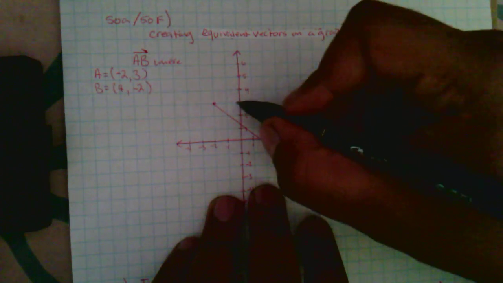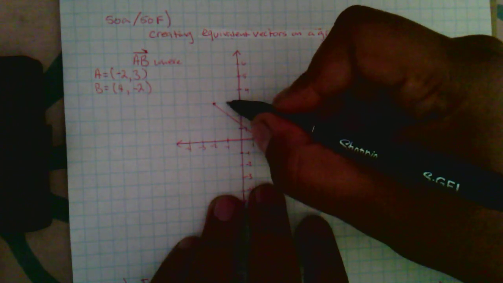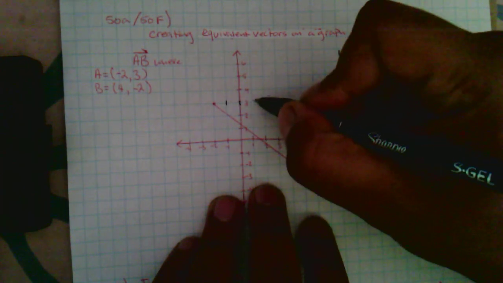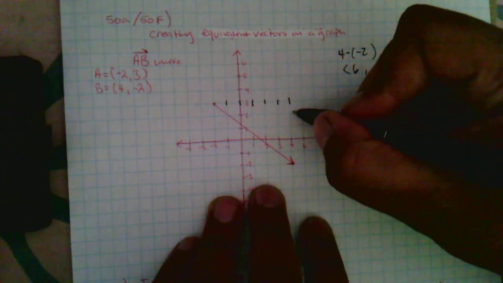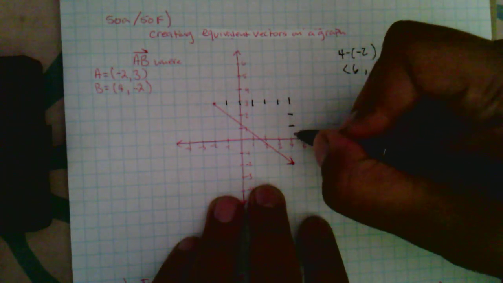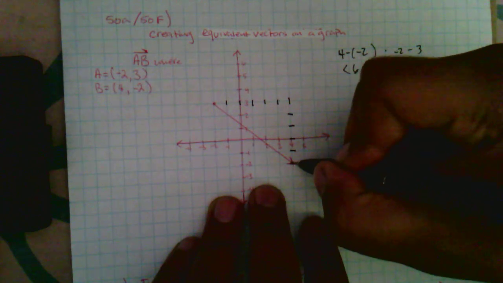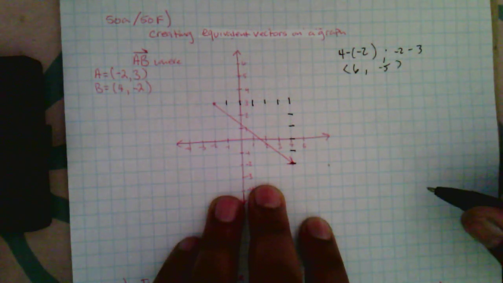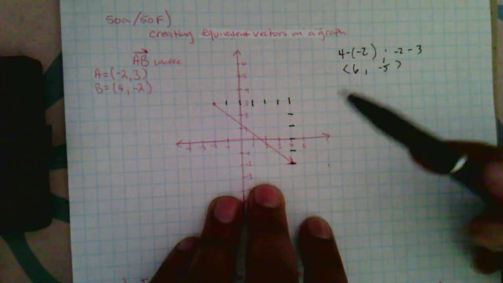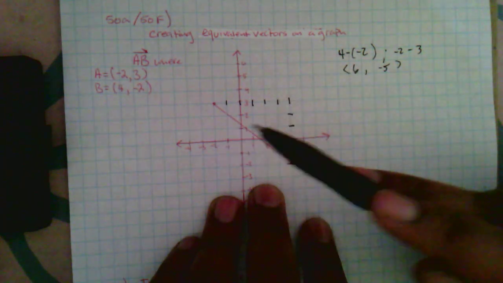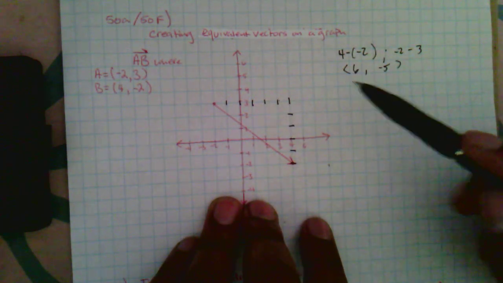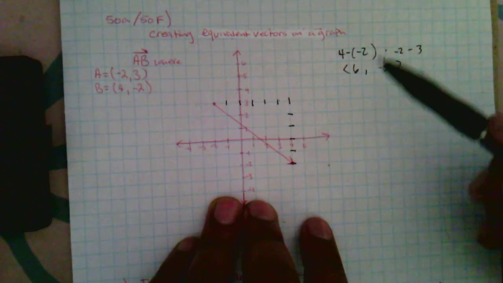Or we can count, and we would go from here. We go positive 1, 2, 3, 4, 5, 6, and then negative 1, 2, 3, 4, 5, right? And we would find those. Now, to create equivalent vectors, all we have to do is make sure that whatever we draw on this graph is 6 units to the right, 5 units down.